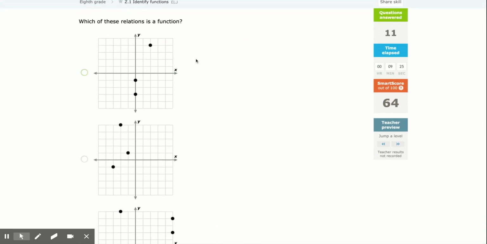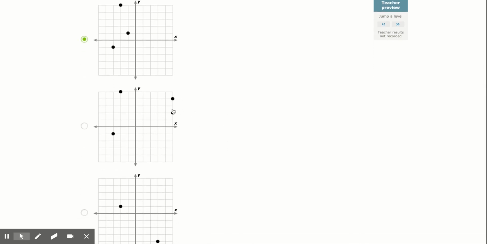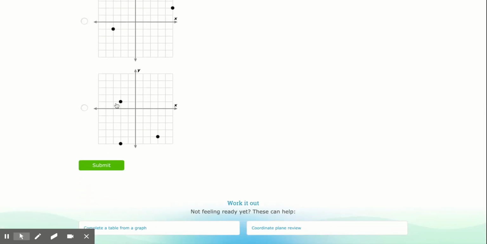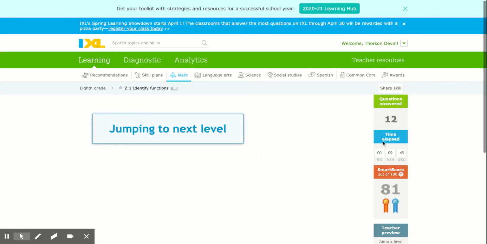Here we go. Which of these relationships is a function? This is not a function. These two black points are lined up vertically, right? I don't see any points lined up vertically in that graph, so that's a function. These points are lined up vertically. It's not a function. These points are lined up vertically. It's not a function.